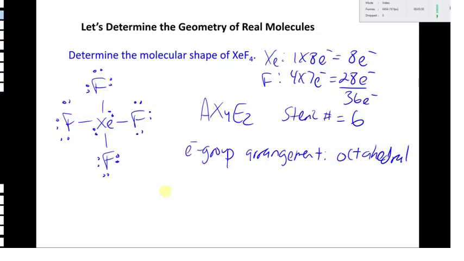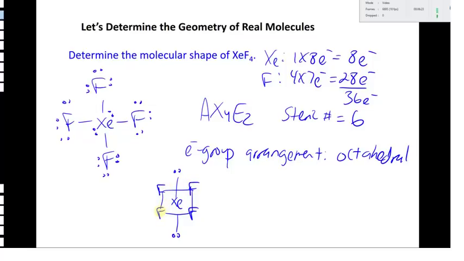As we said, that's the geometry where you have a square, and then you have flagpoles going up above and below the square, with the xenon at the center. And we have 2 lone pairs to arrange. Remember that the lone pairs sort of take preference and want to be as far away from each other as possible. And the way we do that when we have 2 of them, especially in this geometry, is to put them opposite each other like that.